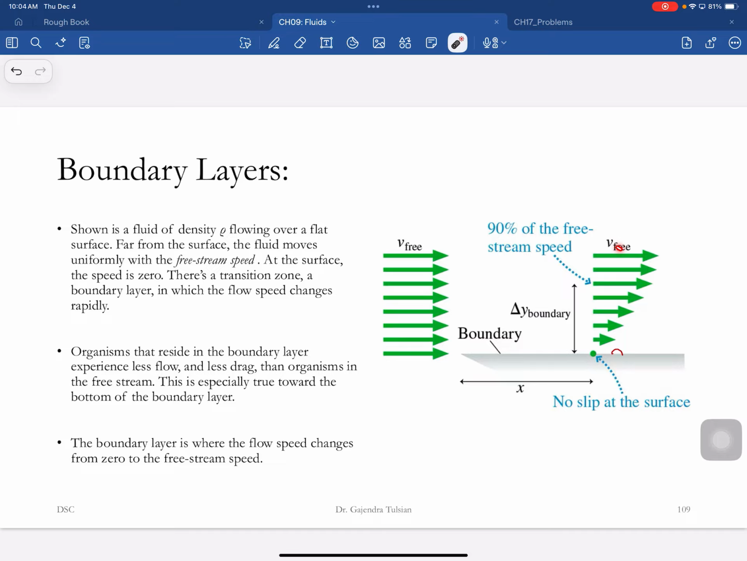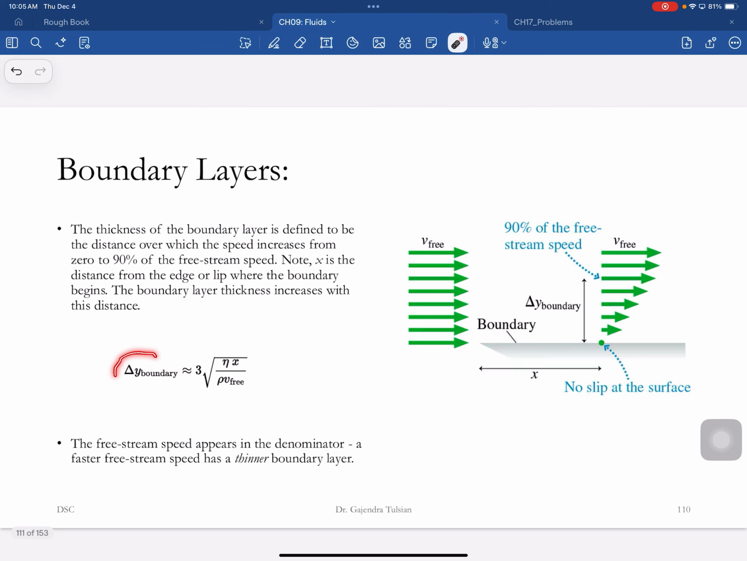All right, so the boundary layer is important for tiny organisms. The boundary layer is defined as where the speed increases to 90% of the free flow velocity. So here's the height of the boundary layer. It's 3 times the square root of the viscosity times the distance. The higher the viscosity, the greater the friction, and it takes a greater distance for the speed to increase. And it depends on how far you are from the edge of the ledge. And this is the density of the fluid.